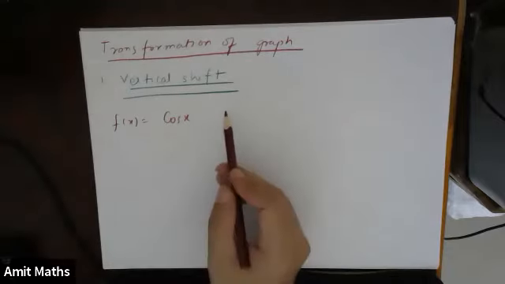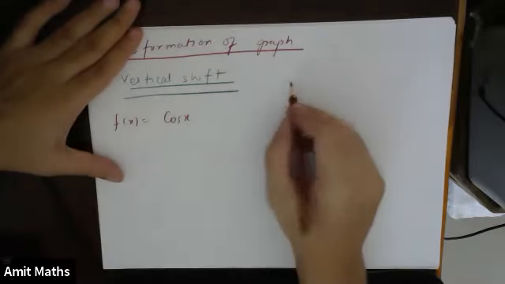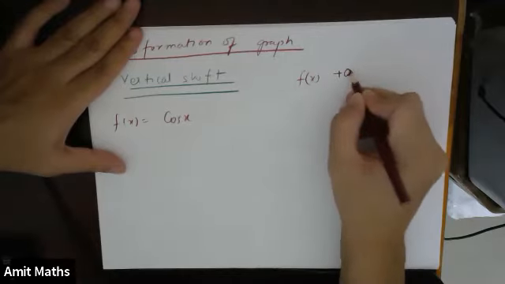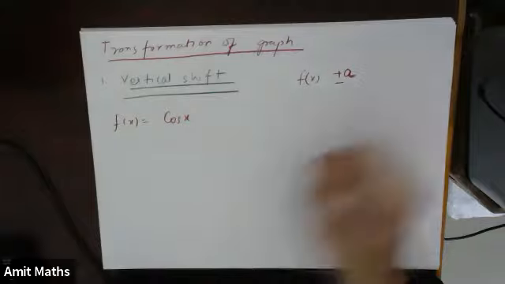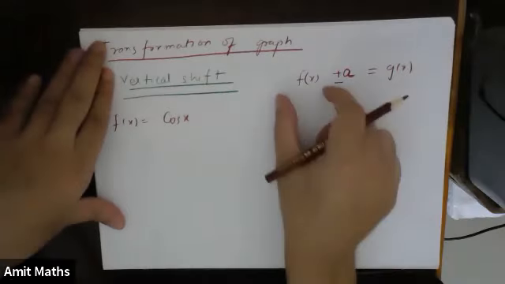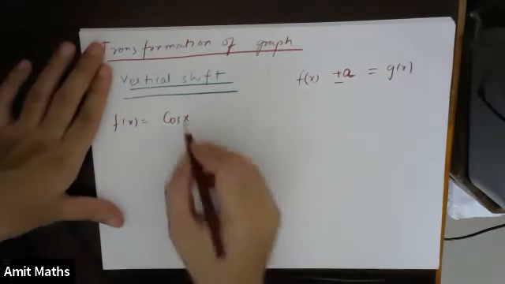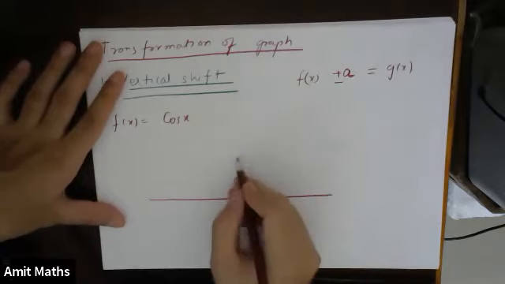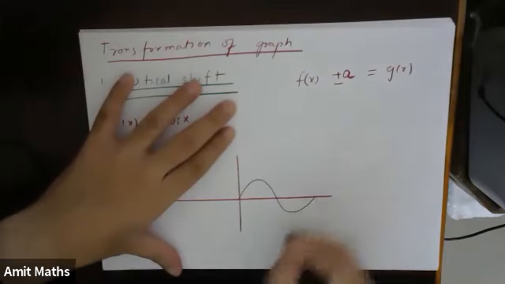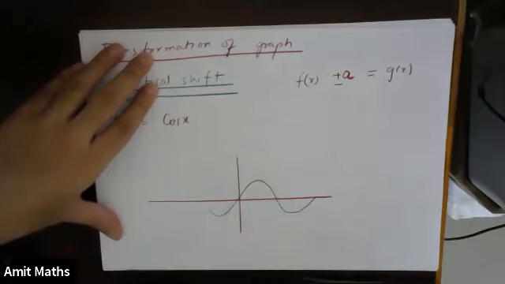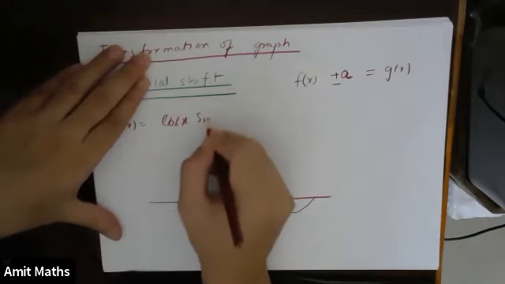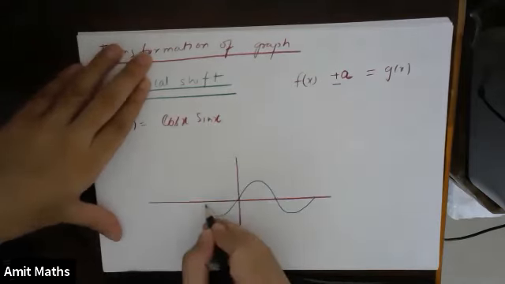So the vertical shift means if there is any function f of x, and I add a constant or subtract a constant, what will the function become? So this is g of x. What will happen to the function? Suppose we have sine of x. I've drawn sine of x. So this is sine of x.